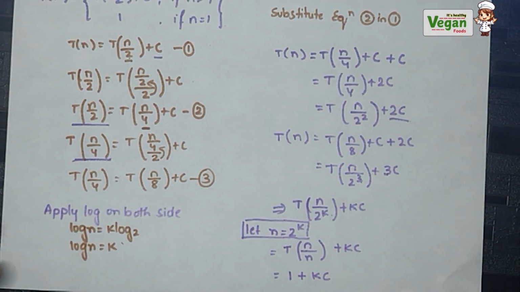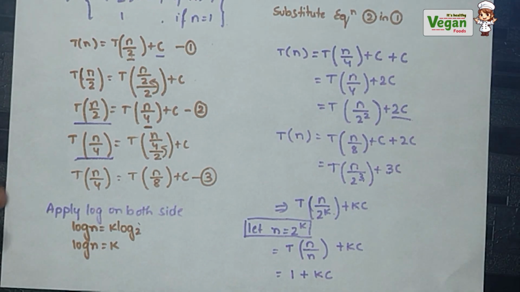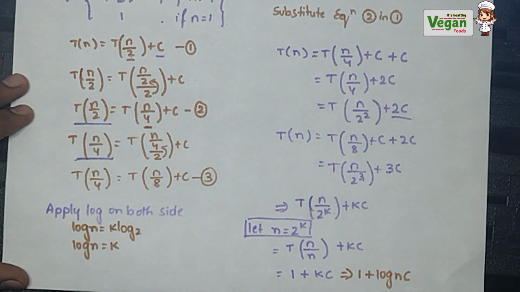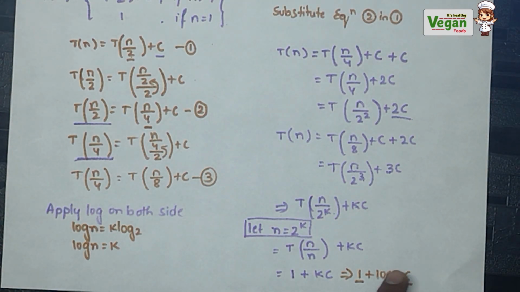Now finally, what will be the value? 1 plus kc is here. We know the value of k is log n. So write it as 1 plus log n into c. Here 1 is constant and c is constant. The only variable left is log n.